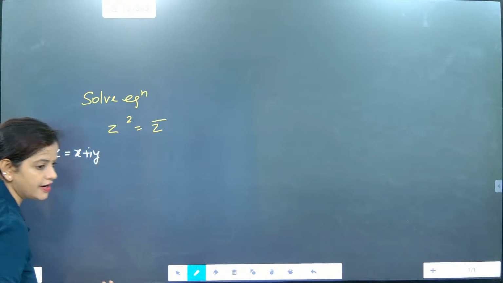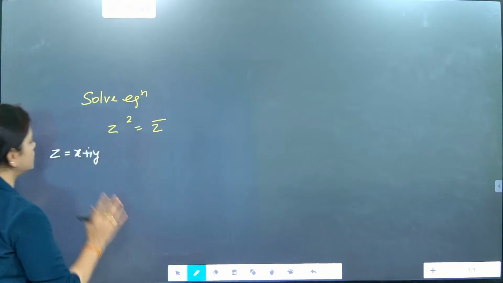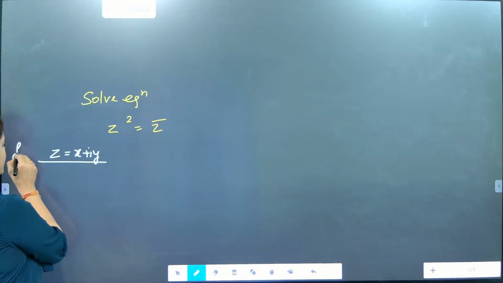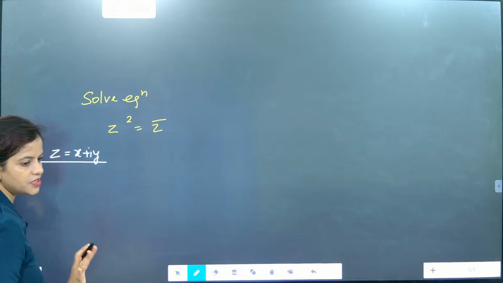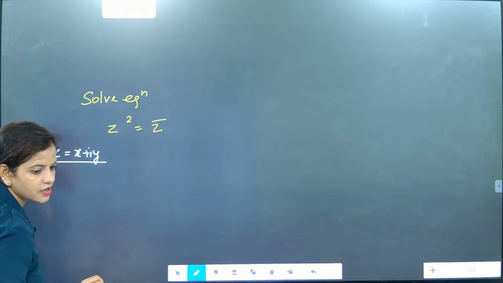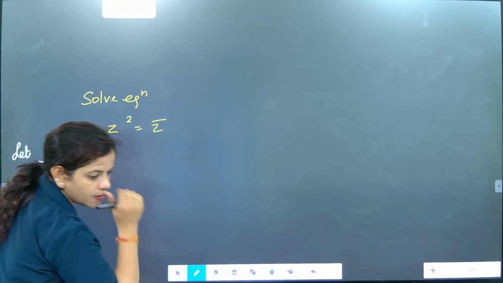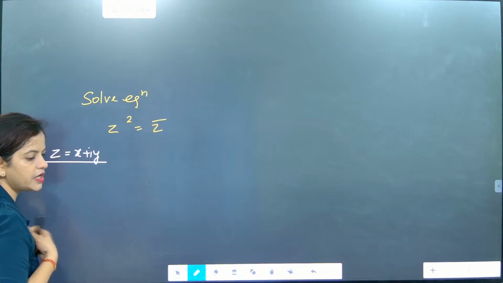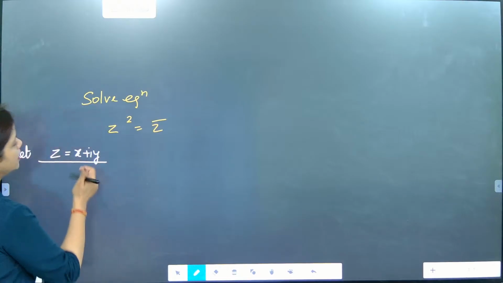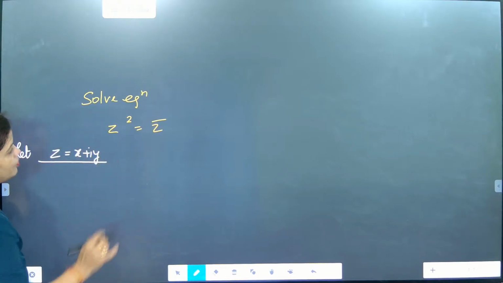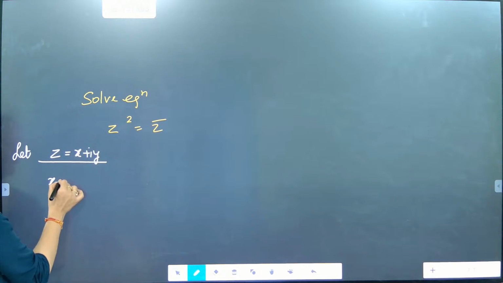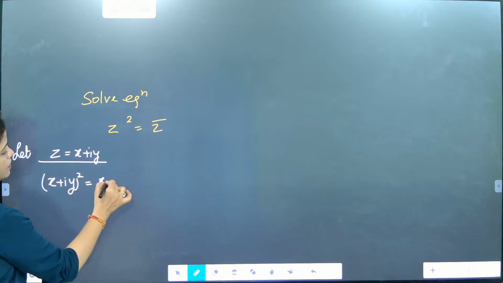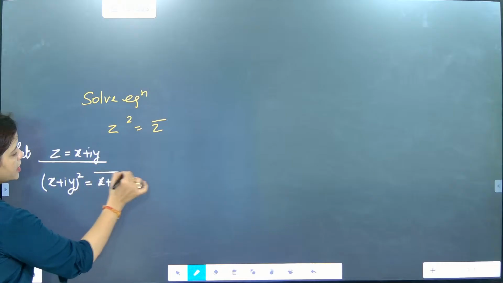Very carefully handle this question, beta. Z is equal to x plus iy. So write, let z is equal to x plus iy. Once you have taken two values of z, tell me the values, beta. Now look here, z is equal to x plus iy. The moment you take it, what will it become? (x plus iy) whole square equal to (x plus iy) conjugate.